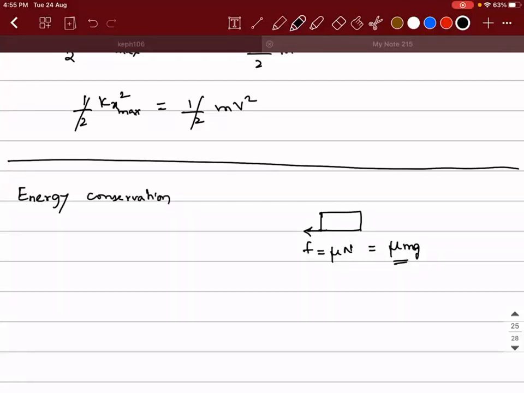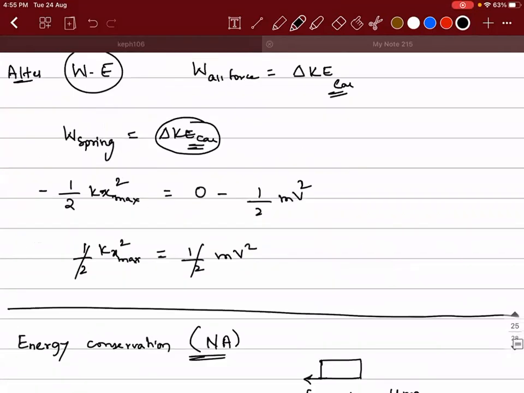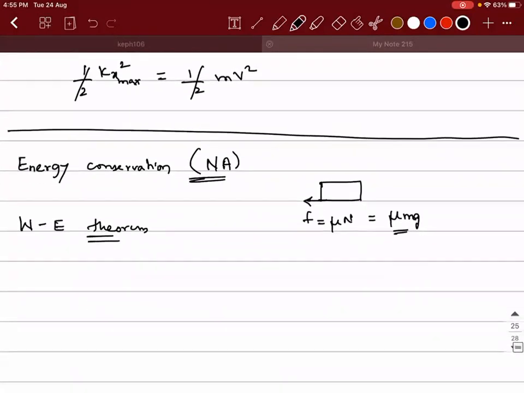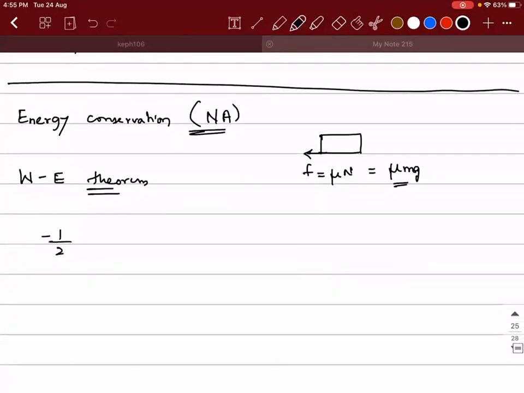Energy conservation is not applicable because of friction. So I have to apply only the work energy theorem. When I apply the work energy theorem, I will add an extra work done by the friction also. So minus half k into x max square plus the friction is doing a work of how much? Minus mu mg into the displacement, which is x max. Guys, am I clear?